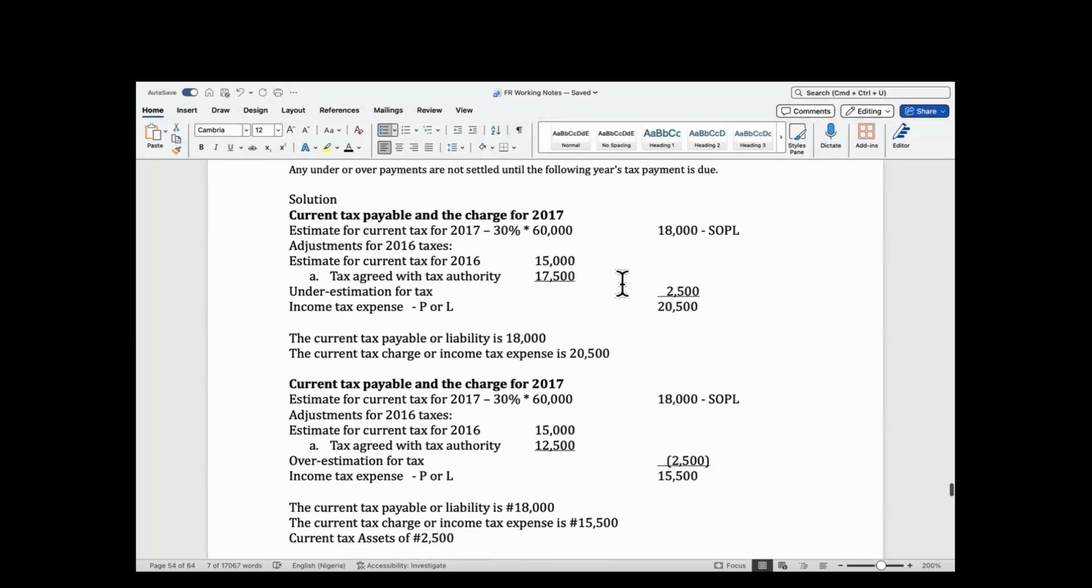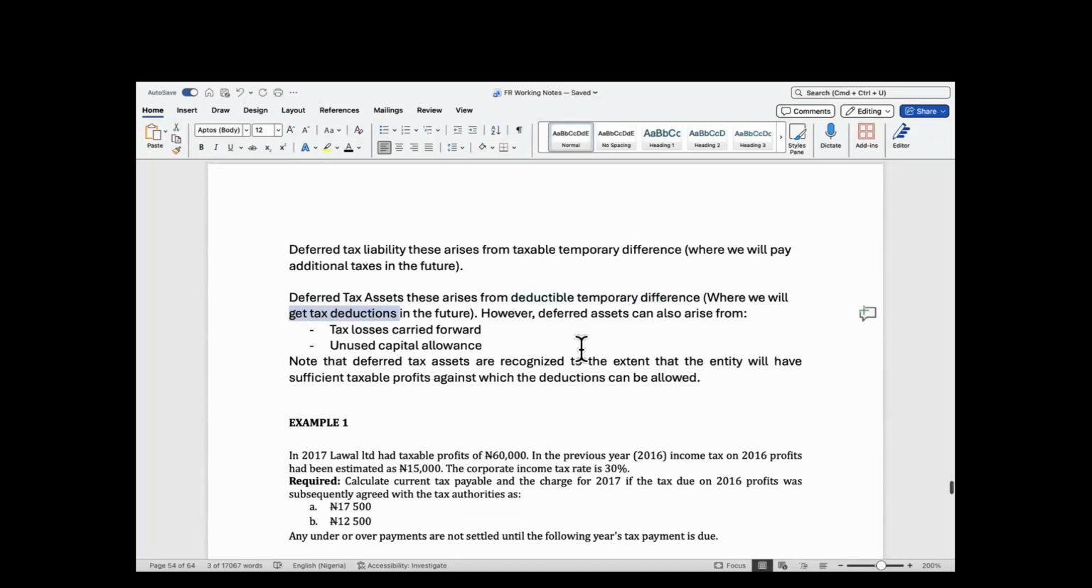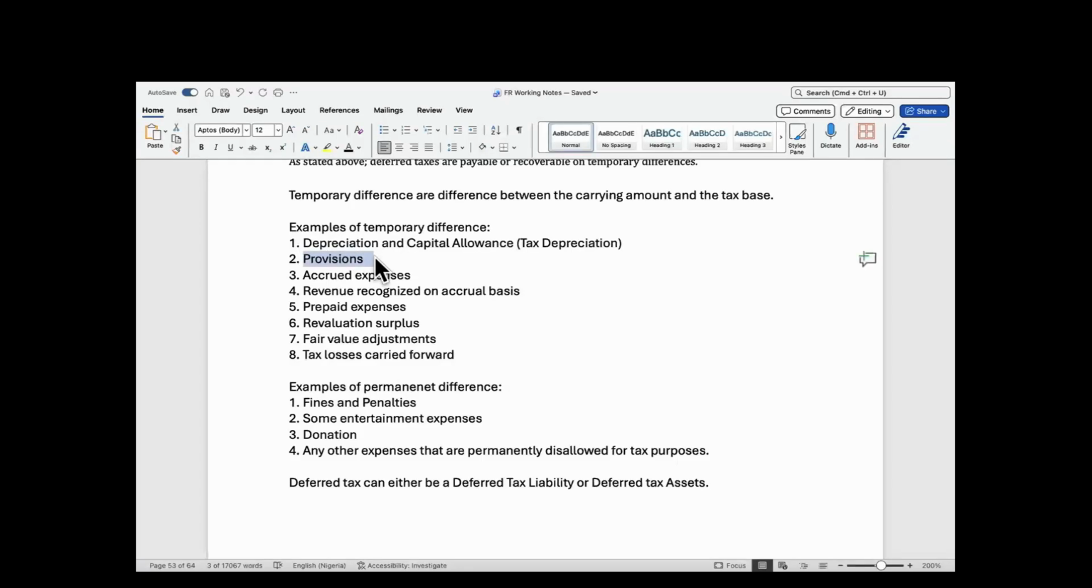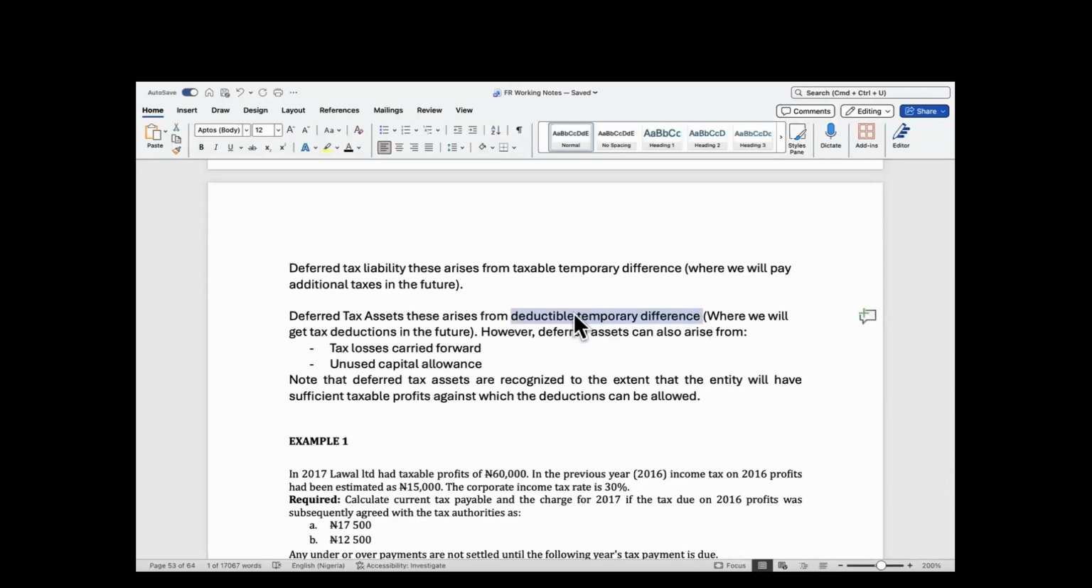Again, for deferred tax assets, we already explained that it arises from deductible temporary differences. Those are temporary differences where you are going to get a tax deduction in the future. For example, provisions, where you recognize the provision and the taxman says, no, I cannot allow it now. I'm not going to allow it for a deduction now, but it is in your own books anyway. But the taxman will allow it in the future. So in the future, you will get a deduction. We call that deductible temporary difference. The tax on that is called deferred tax assets.